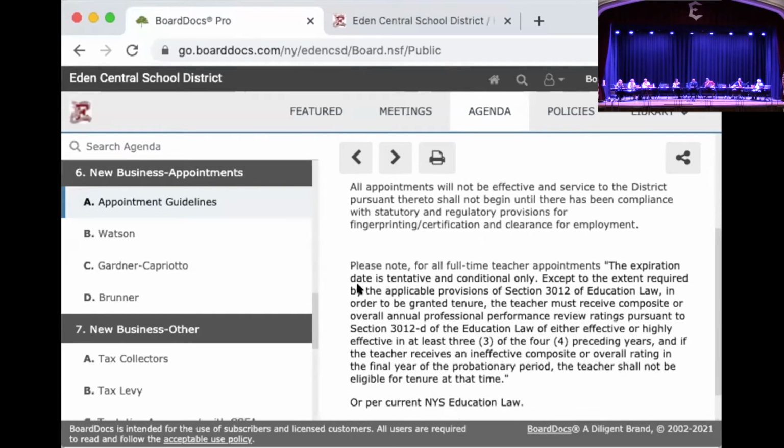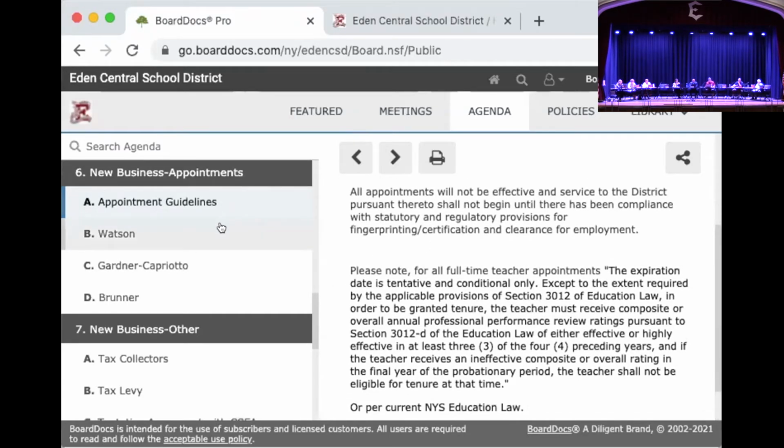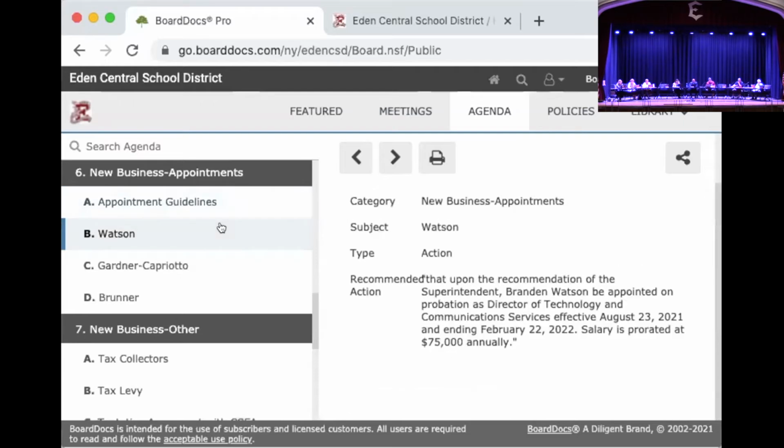Okay, appointments, could we go to B? That upon the recommendation of the superintendent, Brandon Watson be appointed on probation as Director of Technology and Communications Services effective August 23rd, 2021, and ending February 22nd, 2022. Salary is prorated at $75,000 annually. Second. Any discussion? All in favor? Aye. Any opposed? Any abstained? Motion carried.